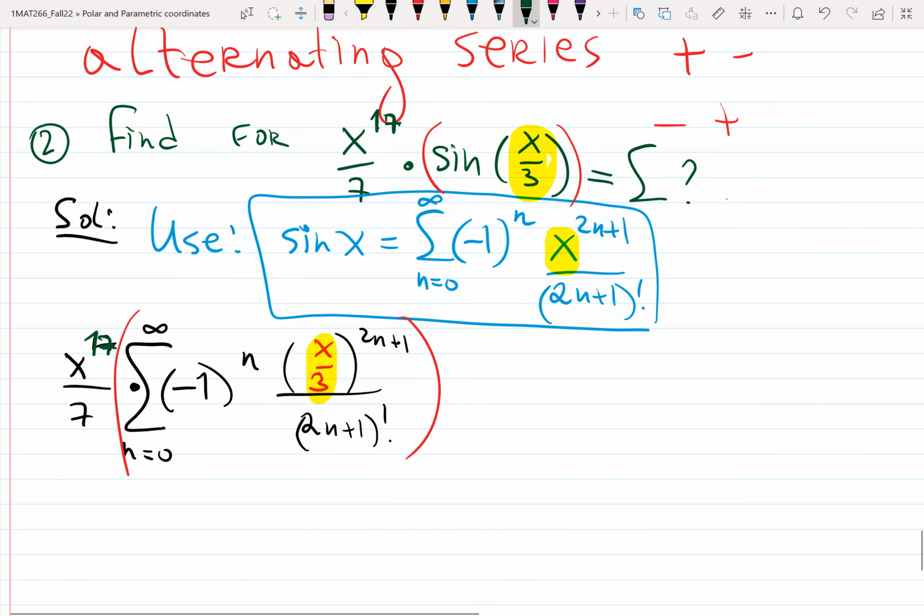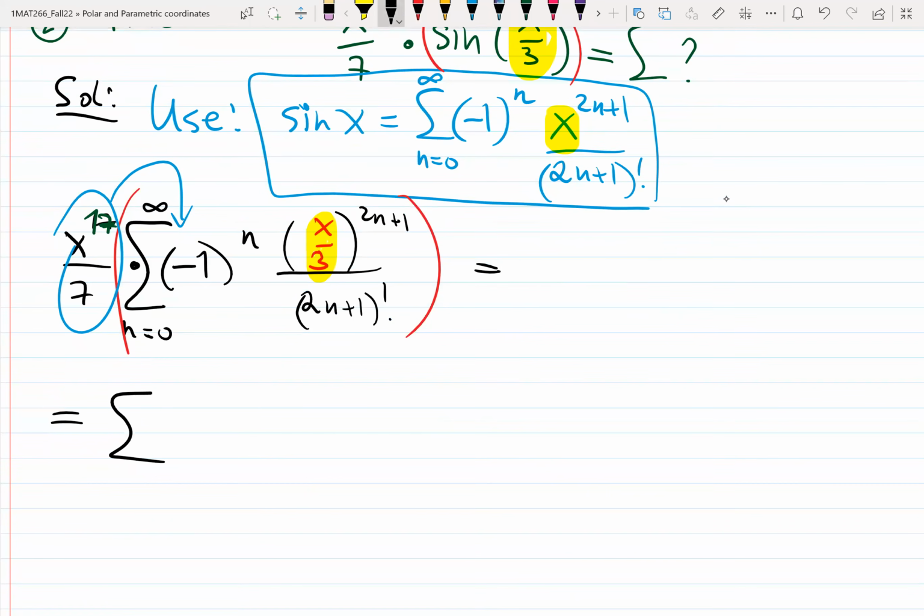Okay, good. So the next move is to put this inside, right? Because you can, why not? Sum, then you have x. Keep the (-1)^n outside. Don't touch it. It's already there. Why bother? Put it there. Times now x^17 over 7, times. And now the simplification happens. This is when you should not make a mistake. Try your best not to make a mistake.